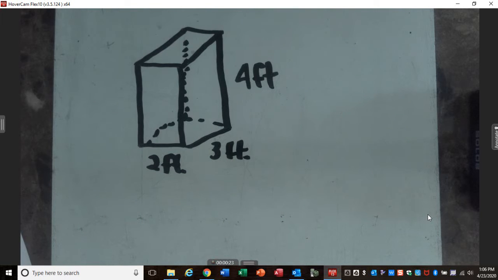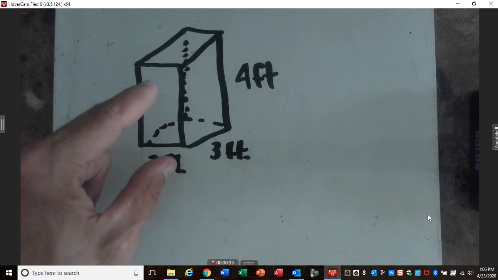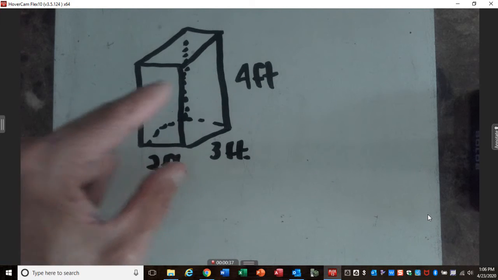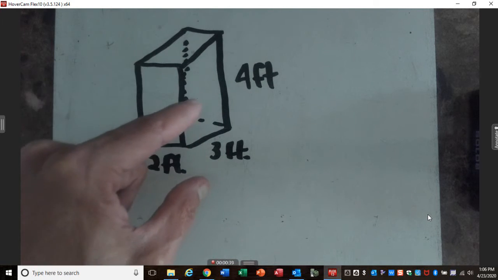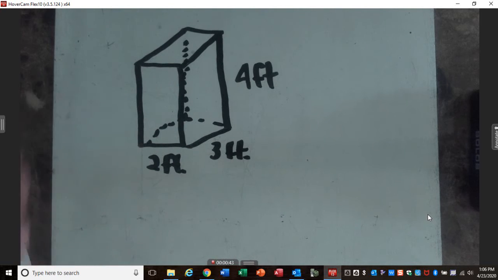This is week three video on surface area and volume of solids. A solid figure is something that you can actually pick up and turn. If you can picture this, we have a front and a back, two sides, and a top and a bottom. If you can picture this being a little box, that's what a solid figure is.